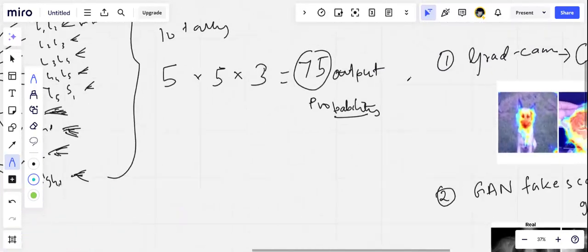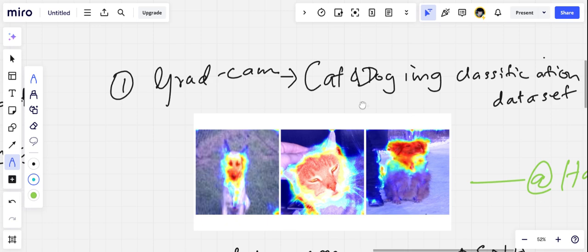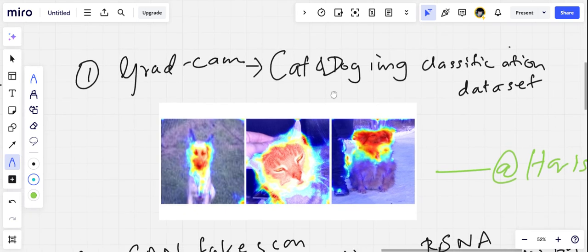So the first task will be Grad-CAM. Grad-CAM actually helps us find out which part of the image contributed most to the output. For example, we'll take the dog and cat classification example. We know the background of the dog or cat did not contribute to the classification. It doesn't matter if the dog was in the park or if the dog was in its house. The model still predicts it as a dog. The model does not care what the background is. It only cares about the face.